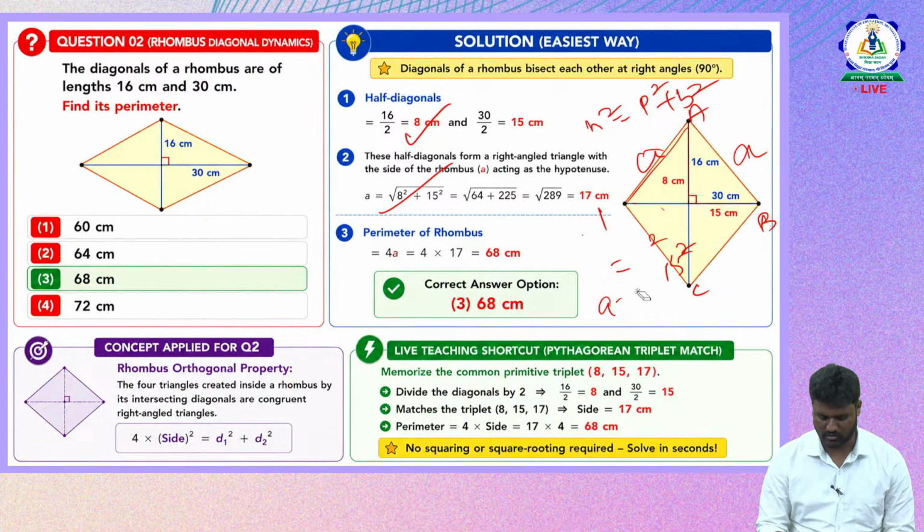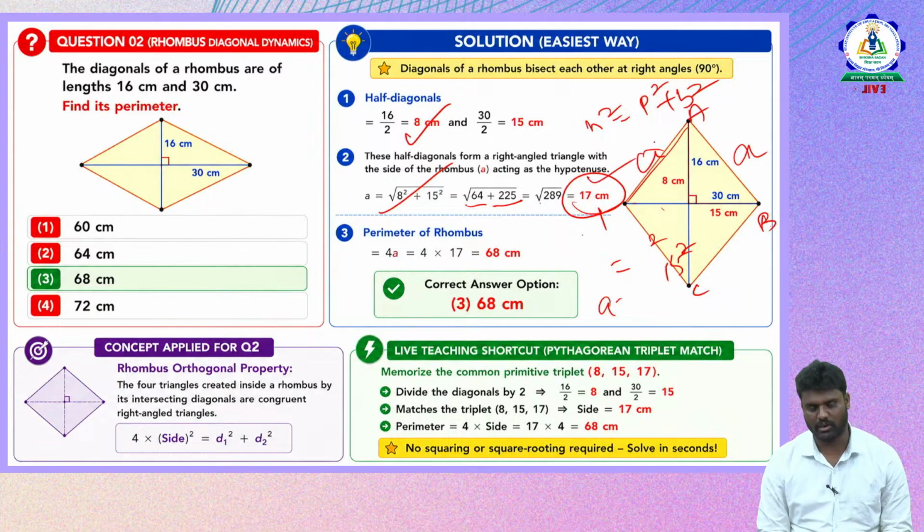Now if we simplify, 8 square is 64, 15 square is 225. So the root of 289, the value of the root of 289 is 17 centimeters. Okay, so now we got the A value.